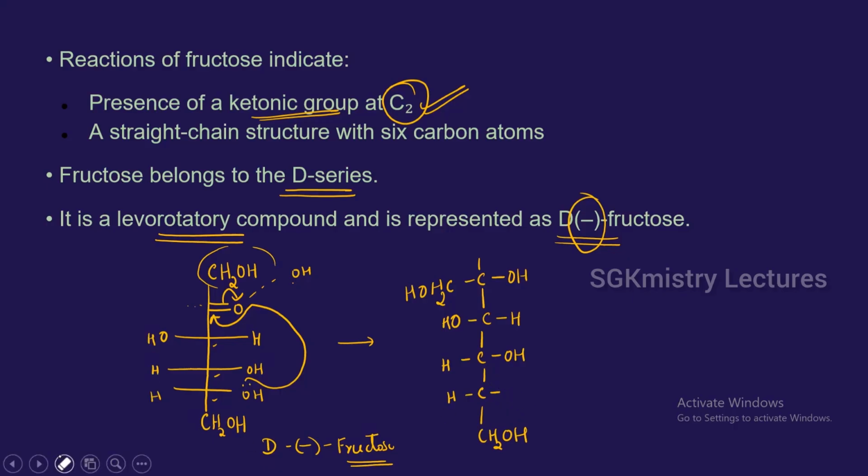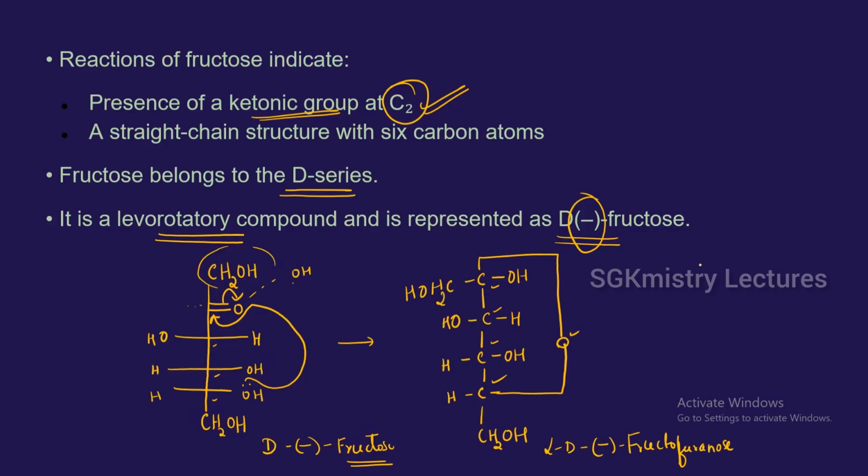So I'll write it in the form of a ring. This carbon and this carbon are joined together by the oxygen. Now you count the number of members in the ring. 1, 2, 3, 4, 5. There are only 5 members in the ring. So that's why we name it furanose. So alpha D minus fructofuranose. It is again related to the heterocyclic structure with oxygen as one of the members in the ring, the 5-membered heterocyclic structure. So that's why the name furanose is given.